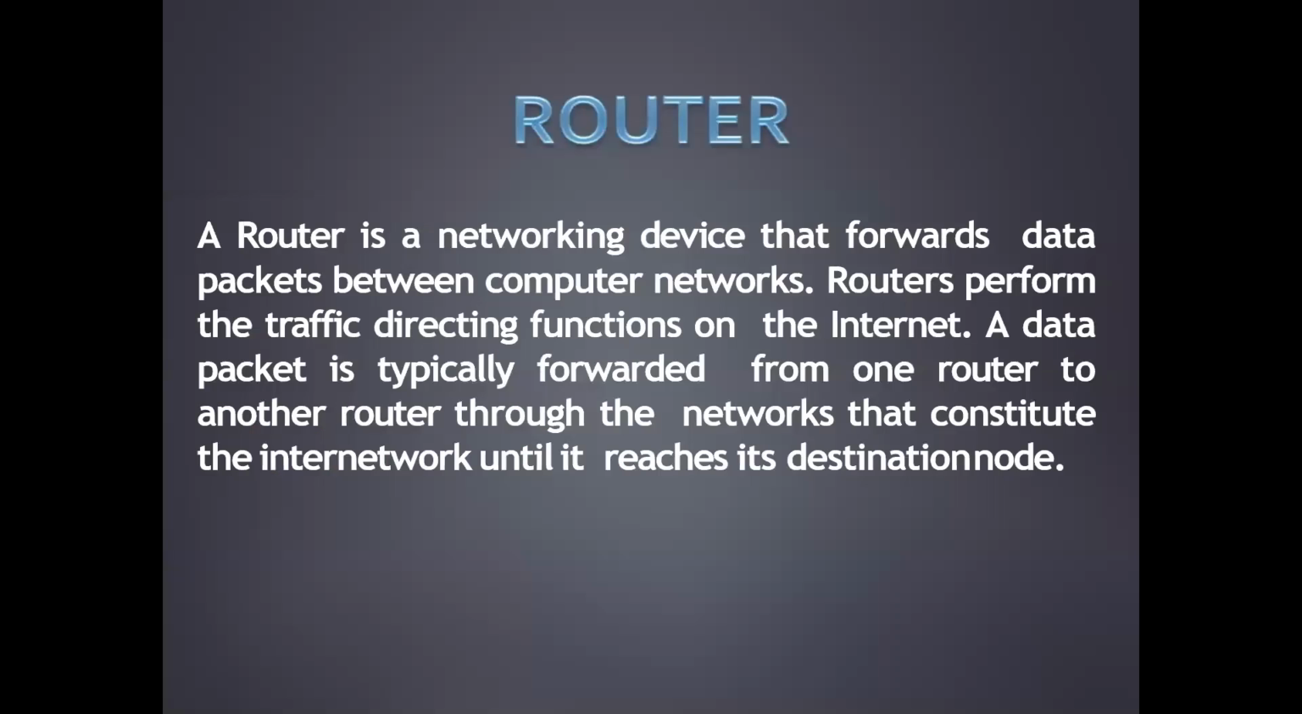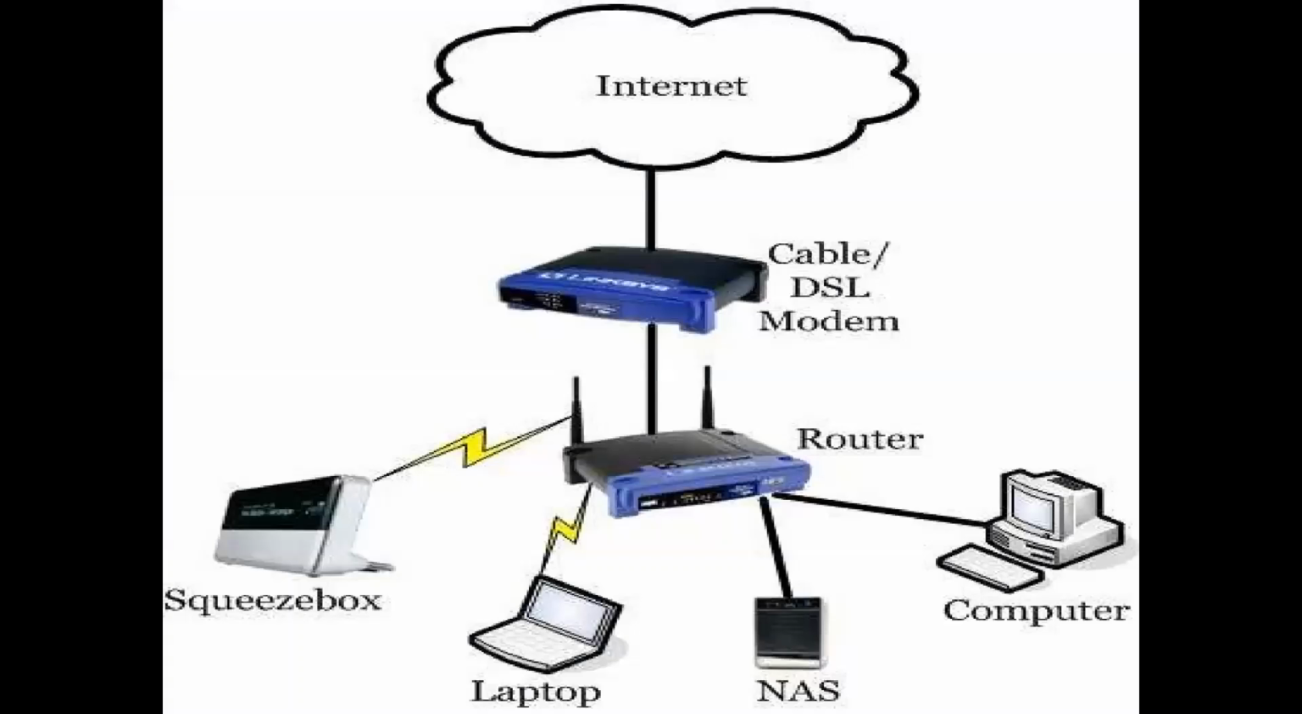Next up is router. A router is a networking device that forwards data packets between computer networks. Routers perform the traffic directing functions on the internet. A data packet is typically forwarded from one router to another through the networks that constitute the internetwork until it reaches its destination node. A router is a device like a switch that routes data packets based on their IP addresses. A router is mainly a network layer device.